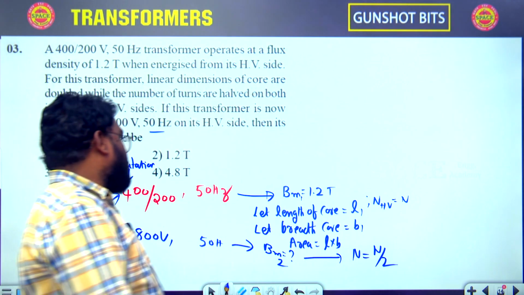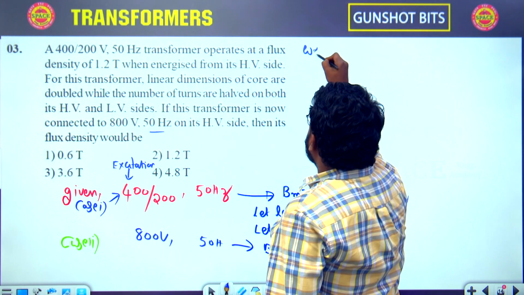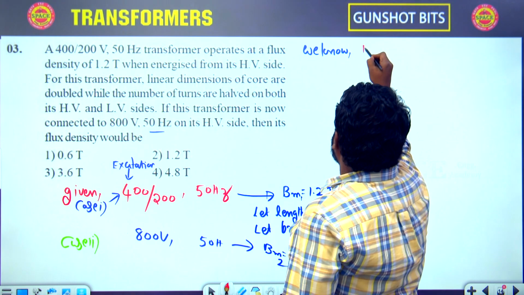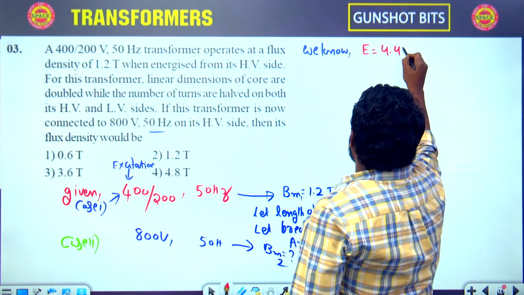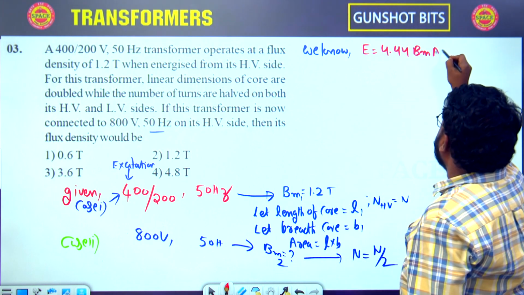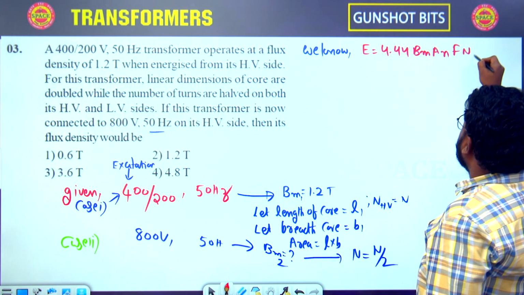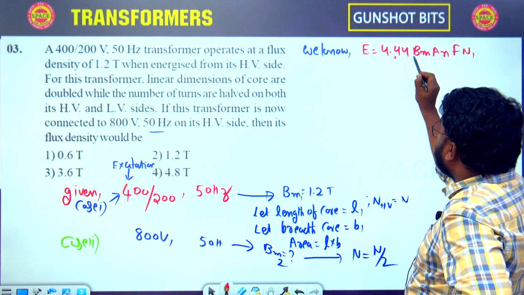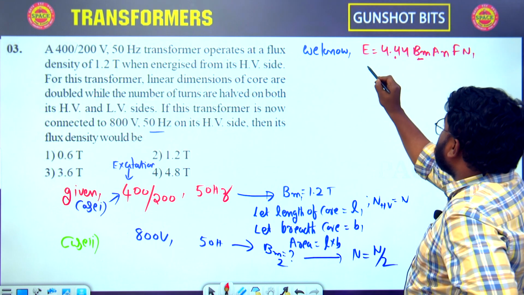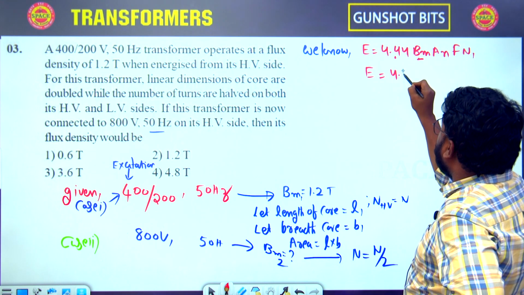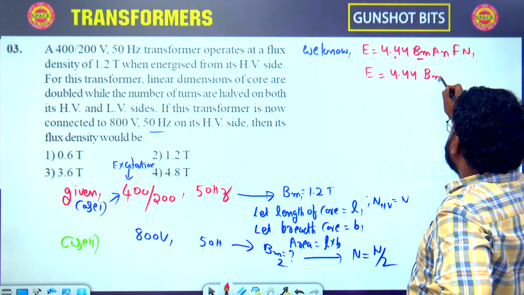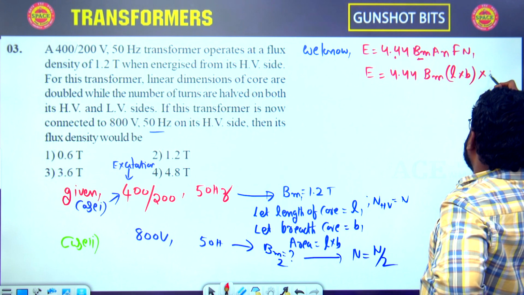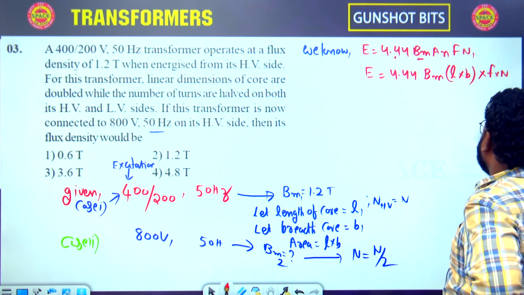So now let us take the EMF equation of the transformer. E is equal to 4.44 B maximum A N F, where N1 is the number of turns. Now the flux density is what we need to find out. So this equation can be written as 4.44 B maximum, the length and the breadth of the transformer core, multiplied by frequency and the number of turns.